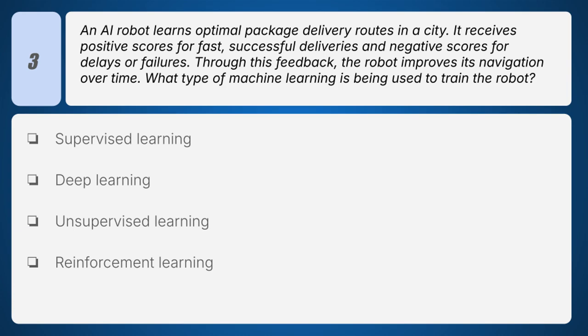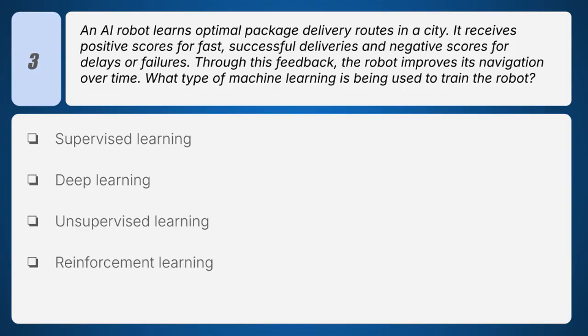An AI robot learns optimal package delivery routes in a city. It receives positive scores for fast, successful deliveries and negative scores for delays or failures. Through this feedback, the robot improves its navigation over time. What type of machine learning is being used to train the robot?